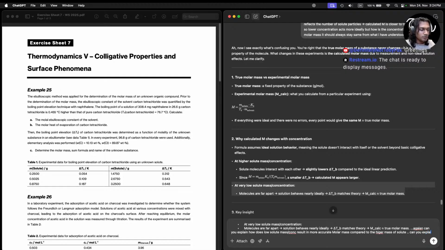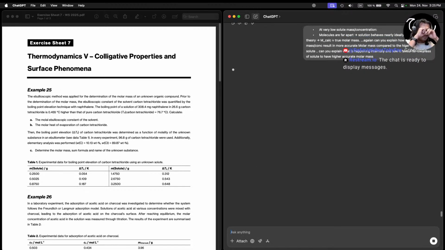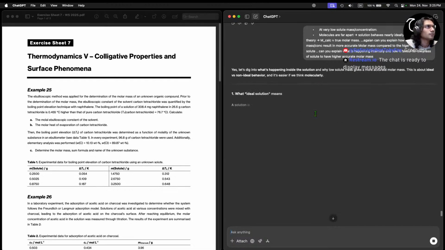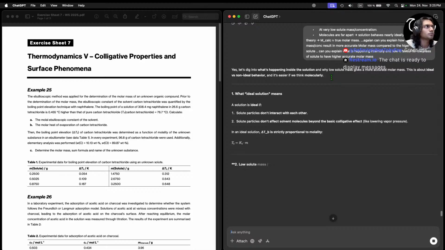Can you explain what is happening internally and how it favors a low mass of solute to have accurate results inside the solution, and why low solute mass gives a more accurate molar mass.